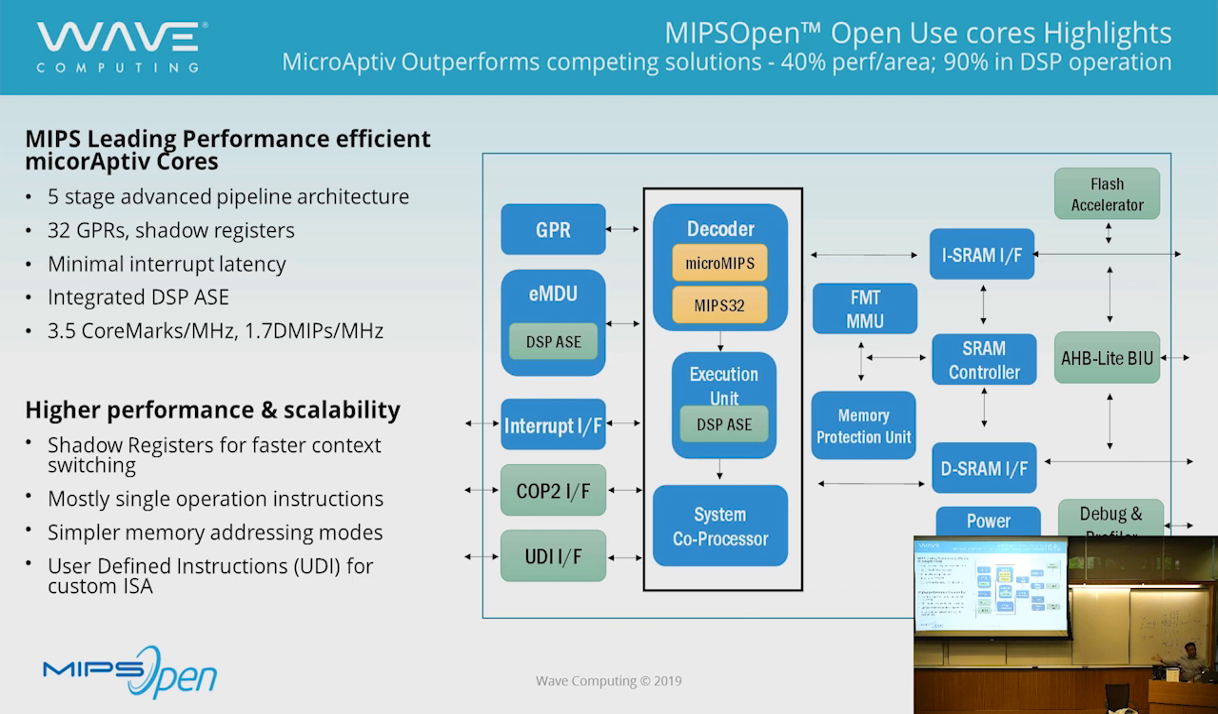Now, there are two different flavors of the core. One is the UP, one is the MP, that allows you to run Linux if you need to. If you don't need to run Linux and you don't want the complexity, you can use a simpler form of the MMU to manage your RTOS or bare metal applications. Very popular core. As far as performance, it clearly beats the competition of similar cores. It's the best in its class when you compare PPA, performance, power, area, at 40%, and in the case of DSP applications, you get a 90% boost.